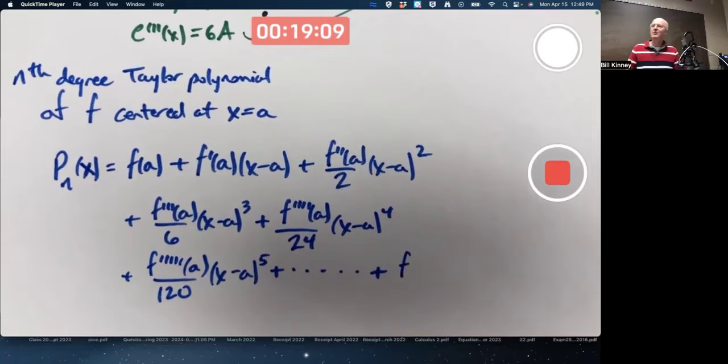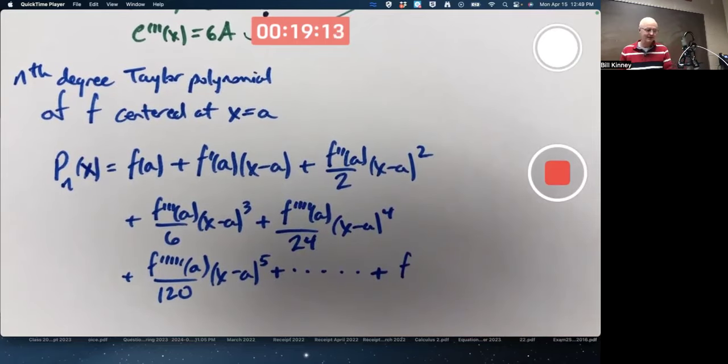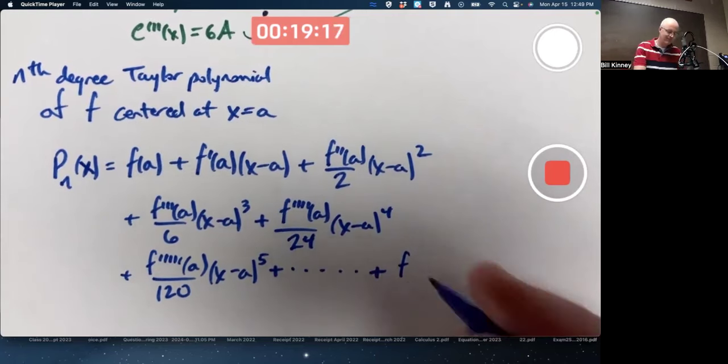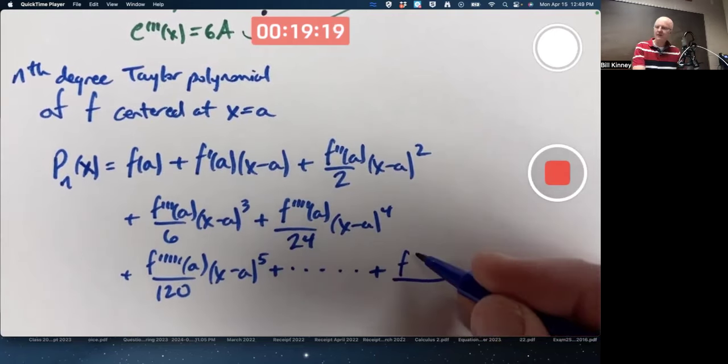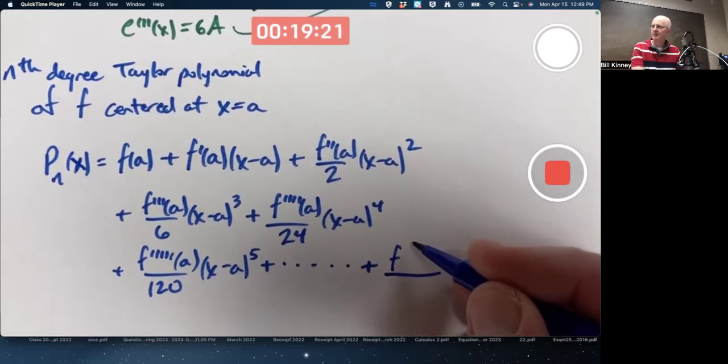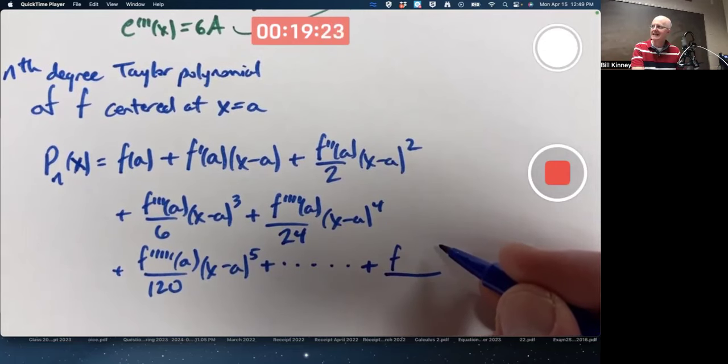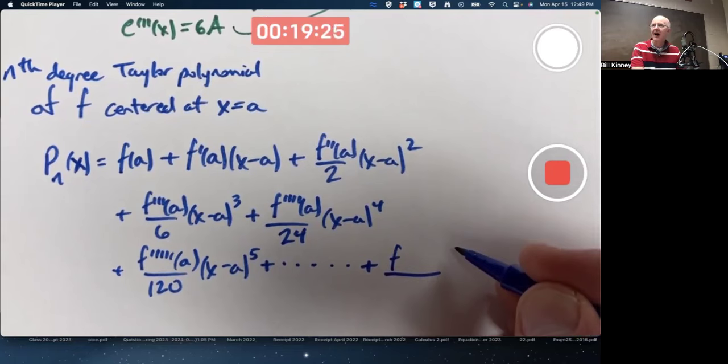The coefficient in front involves the nth derivative of f, evaluated at a, divided by something. What should I write for the nth derivative? Should I put a bunch of primes, then maybe some dots and another prime? I could. That's hard to typeset on a computer.